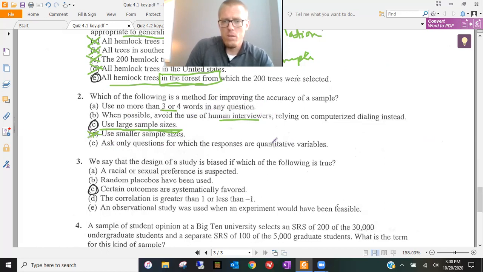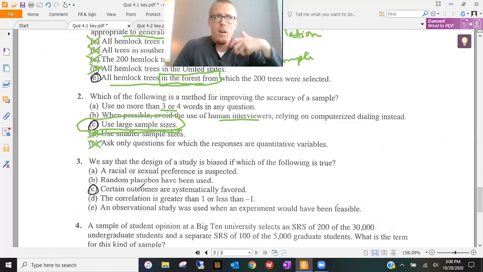Ask only questions for which the responses are quantitative, not necessarily helpful in every situation. This is the only one that'll work every time, for sure, using larger sample sizes. A bigger sample guarantees a better representative of the whole.